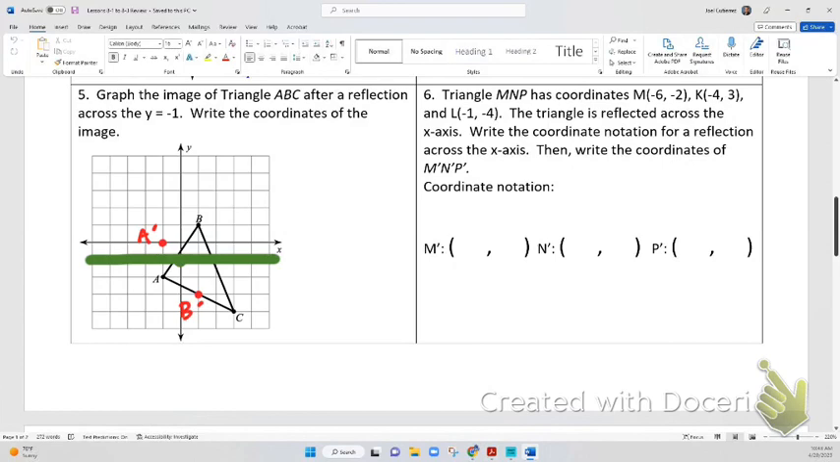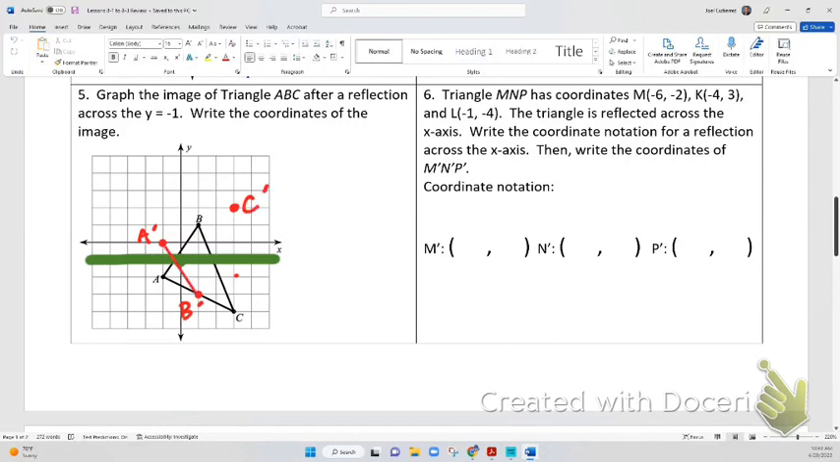Remember, we're going off of the line of reflection because a lot of kids always try to use the x-axis. Do not use the x-axis, which is this one, to count. Use your line of reflection. So C was 1, 2, 3 below. So from my line of reflection, 1, 2, 3 above. So here's your new C prime.